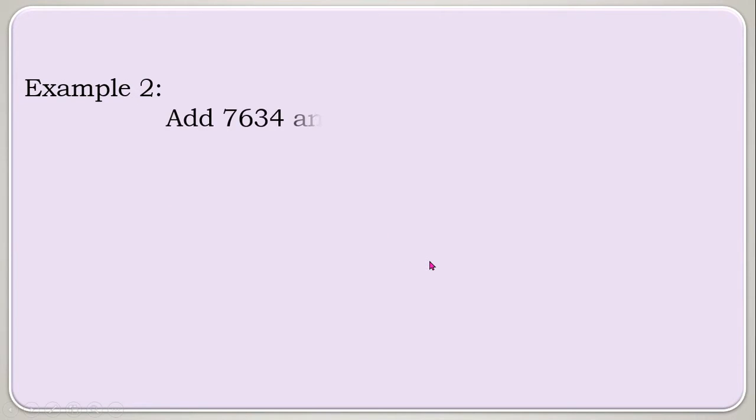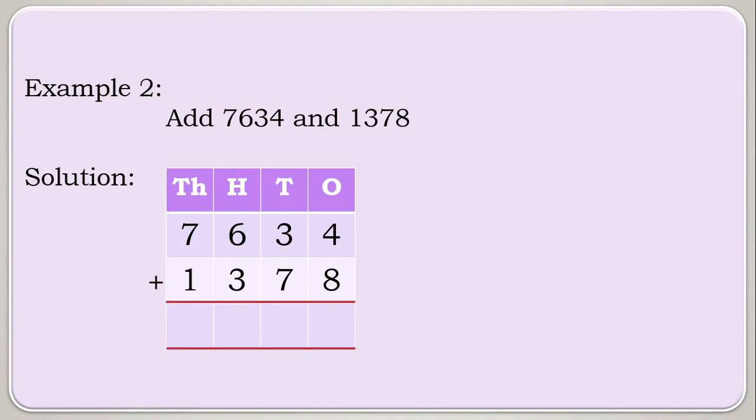Example number 2. Add 7634 and 1378. Let us write down the given numbers in the table of place values. That is 4 and 8 are in ones place, 3 and 7 are in tens place, 6 and 3 are in hundreds place, and 7 and 1 are in thousands place. Now let us add these numbers.